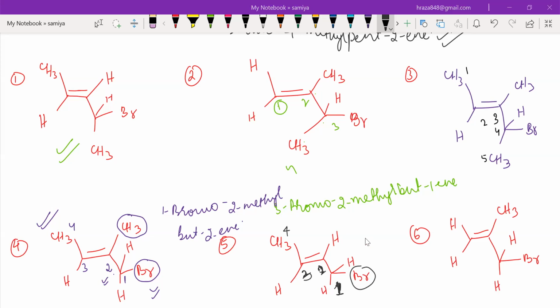Butene, it will be butene, but it will be 1 bromo butene, not 4 bromo butene. Let me know the answer of the last one, and then we will do nature of CH bond.